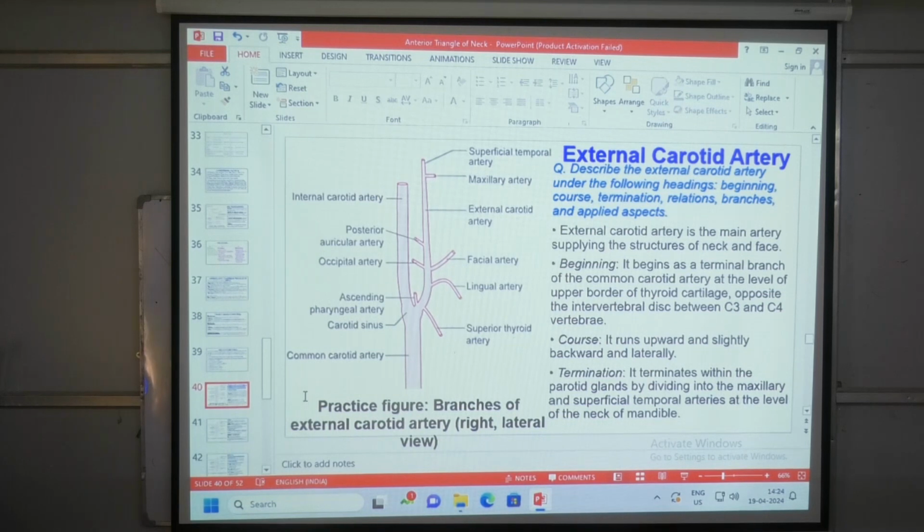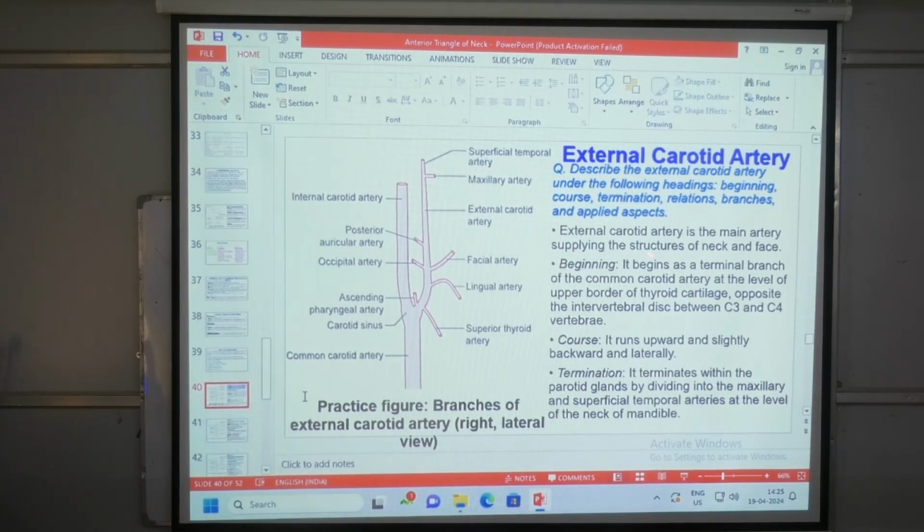Now we go to the external carotid artery. It is the main artery supplying the neck and face, and it is very frequently asked in your Viva and OSCE. Its branches are asked. What are the branches of the external carotid? And their course you have to see in this anterior triangle. So the external carotid artery is the main artery supplying the structures of the neck and face.